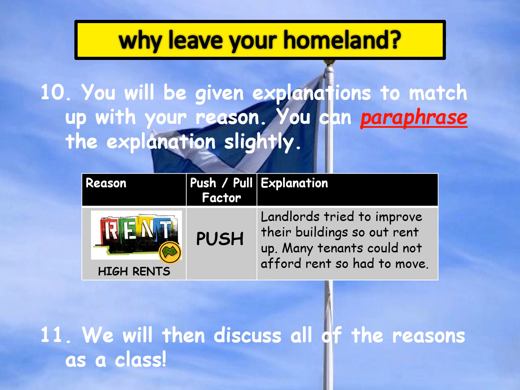So if the reason is high rents, that's a push factor, it pushes people out of Scotland, and our explanation for high rent is that the landlords tried to improve their buildings, so they put the rents of these places up, and a lot of tenants could not afford the rent, so had to move. Now, 2 sentences is what I'm looking for. The second one needs to be why this made them move. So they couldn't afford the rent, so they had to move. And again, it's like linking it back in our explain questions. So pause the video, complete the task, draw out all the table, and then we'll go through each of the reasons in a little bit more detail.